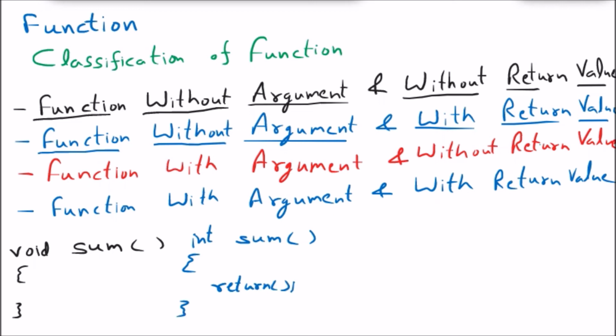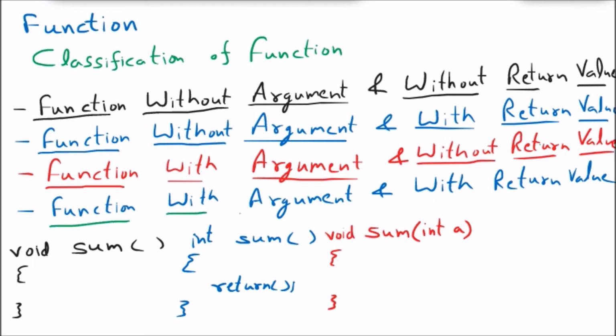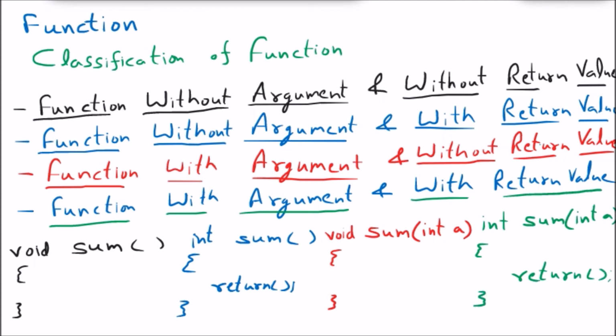Now the next category is function with argument. Let us suppose that I am making a sum function. I am giving an argument int a inside that, and without return value, means the return type is void. Now the next type of function is function with argument. Let us suppose that I am making sum and the argument I am giving is int a, and with return value, and the return type I am giving is int. So if I am giving int, I have to put the return also. So these are the four classifications of functions. Now we are going to learn the individual program for each of the classifications so we can understand functions more.